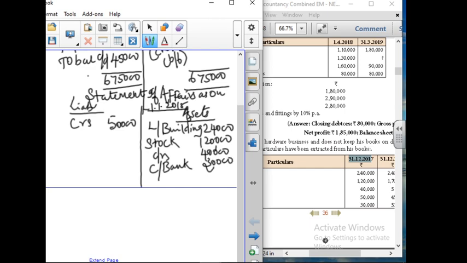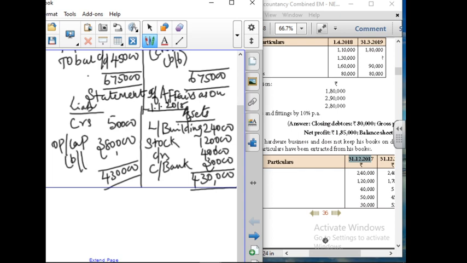30,000. Your credit side total is 4,30,000. With this we are tallying with the debit side, 4,30,000. And your remaining balance is 3,80,000. It is nothing but the opening capital. Whatever you are finding, you have to write it as a balancing figure.